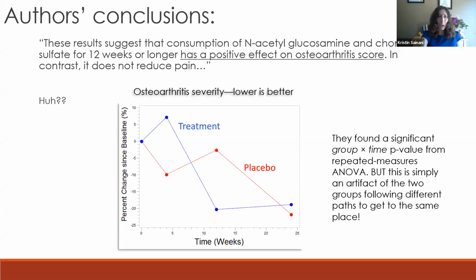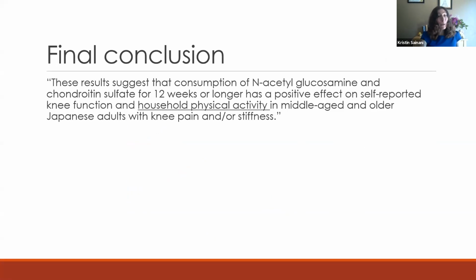That's why it's so important to graph your data. And if you keep reading in the abstract of this paper, it's interesting because they say these results show that consumption of the supplement has a positive effect on self-reported knee function. And self-reported knee function, by the way, is the osteoarthritis severity score that we just looked at. But then they also highlight that it had a positive effect on household physical activity. So where did that come from? Well, it turns out that they are highlighting sort of a cherry-picked result out of their data.